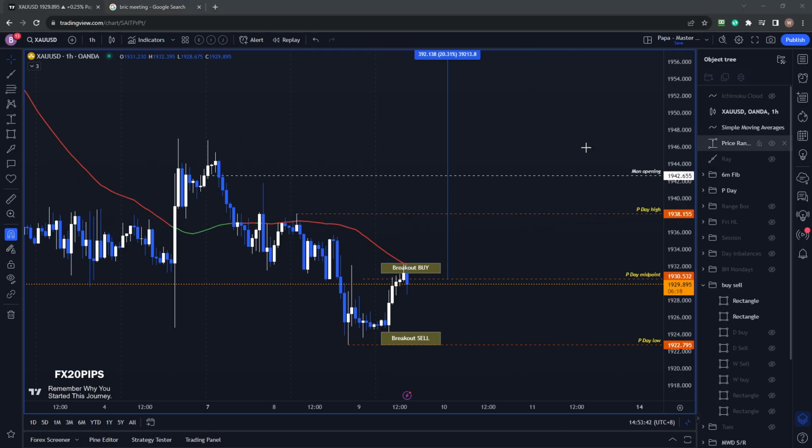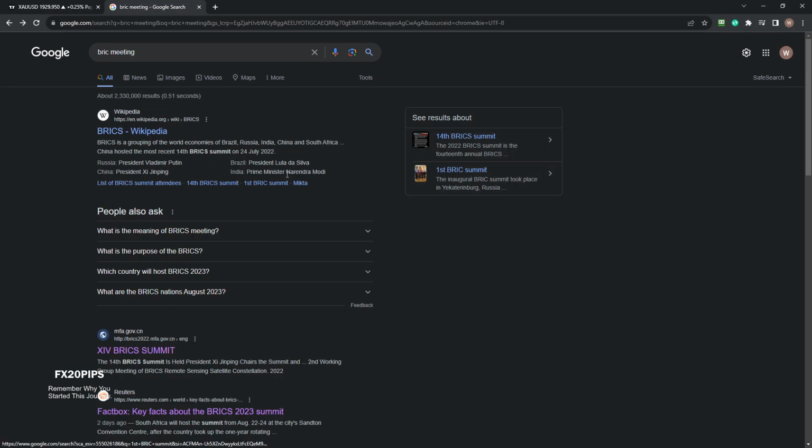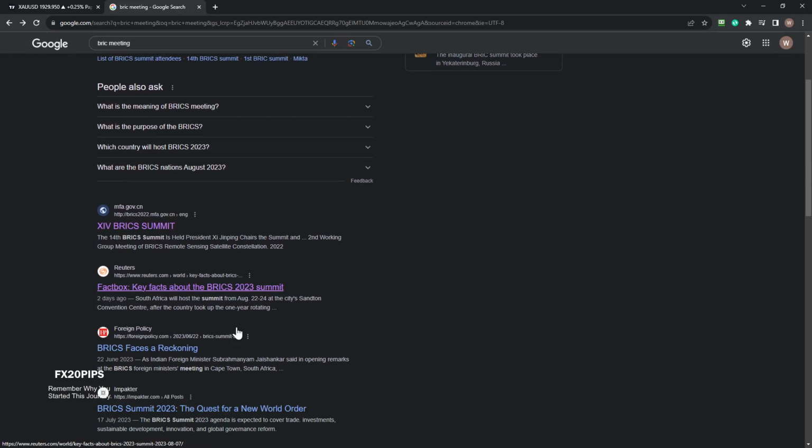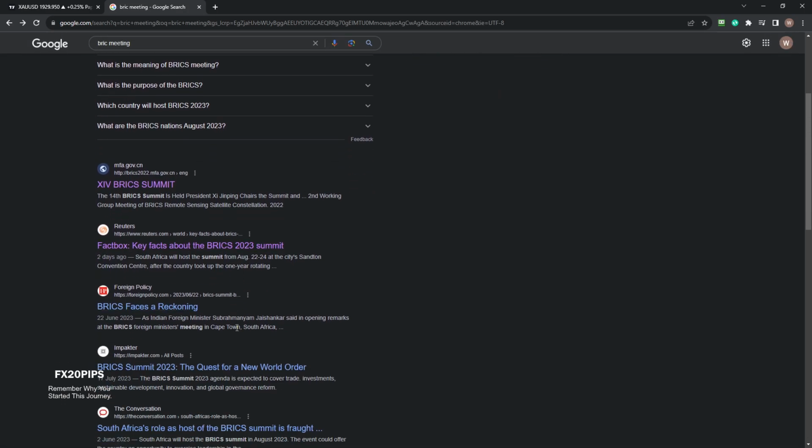Now, news for gold, it definitely is affected by the US dollar, inversely. If the US is strong, gold is going to come down and vice versa. And the other thing that's going to affect them is, I think, the BRICS summit. Which one was I looking at? Let's look at this one.